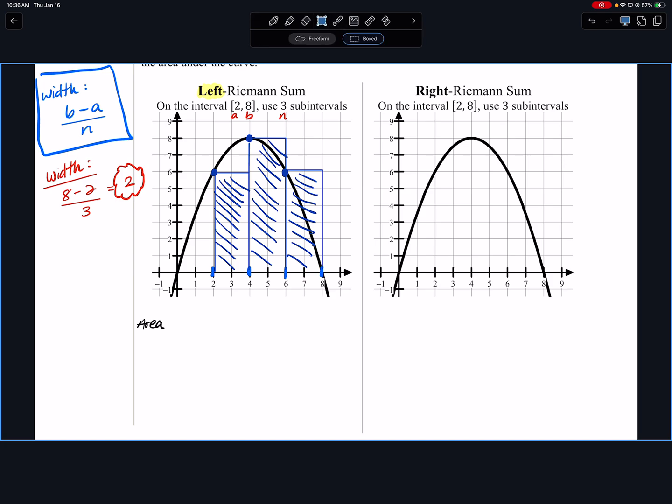I'm actually going to write it over here so I have more space. Area is equal to base. So how wide is this rectangle? 2. So it's going to be 2 times the height. Before we write 6, I want you to write something first. Do you agree this is going to be whatever the function was at 2, the y value? So I want you to write f of 2 plus this rectangle. The base is still 2. So 2 times f of 4 plus 2 times f of 6 for the last rectangle.